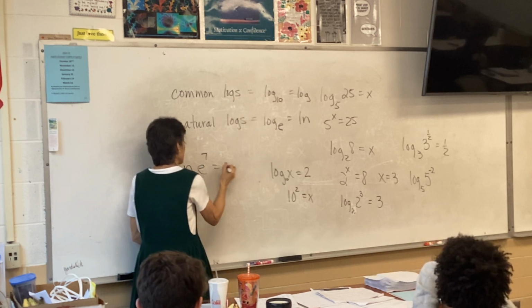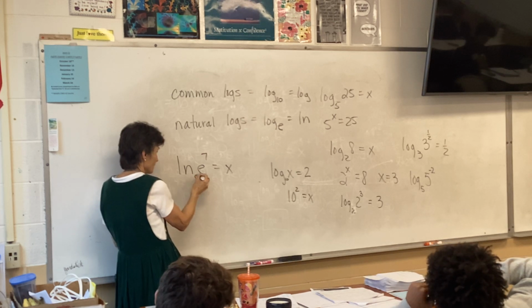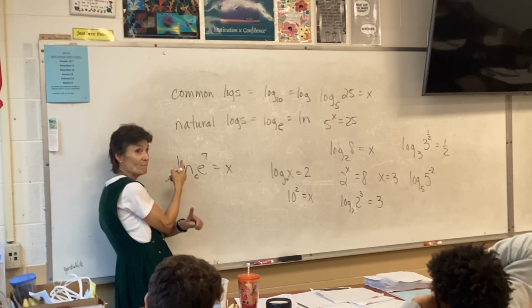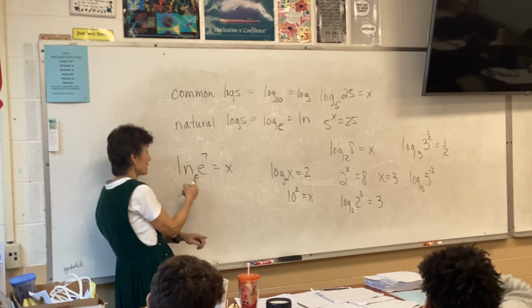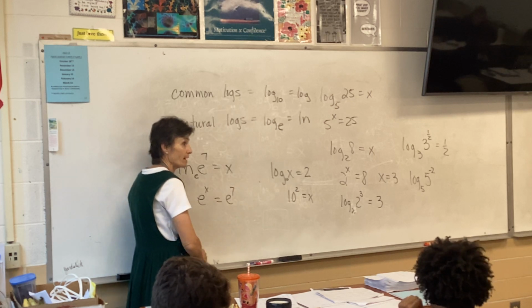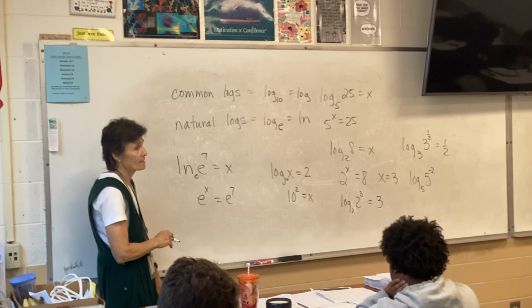So if somebody says, ln e to the 7th is what? Well, remember, the base on that is e. So you can either cancel those out, which is what we've been doing in our equations that we're solving, or you can say e to the x equals e to the 7th, so clearly x is 7. All the properties are the same.